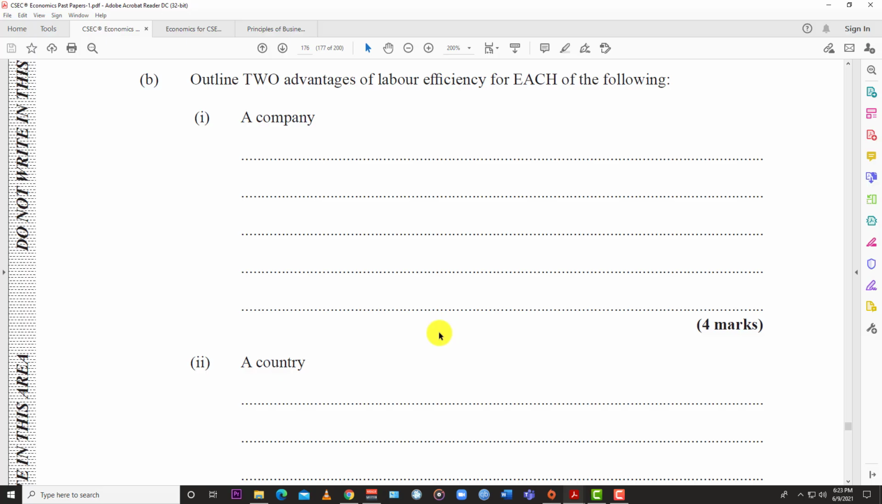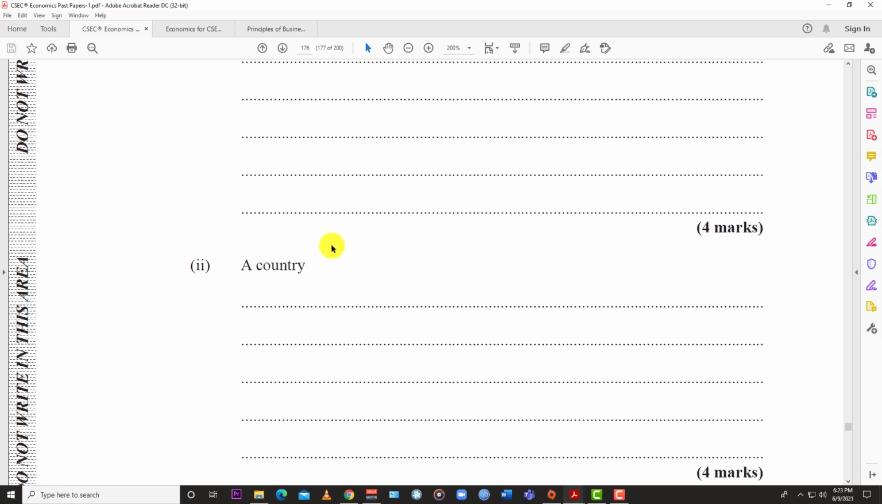So right there you have about 4 advantages of use of an efficient labor force. We don't have to go on anymore, because that's 4 and you only asked for 2. Okay? Now that's the company. Now the country. The country now.